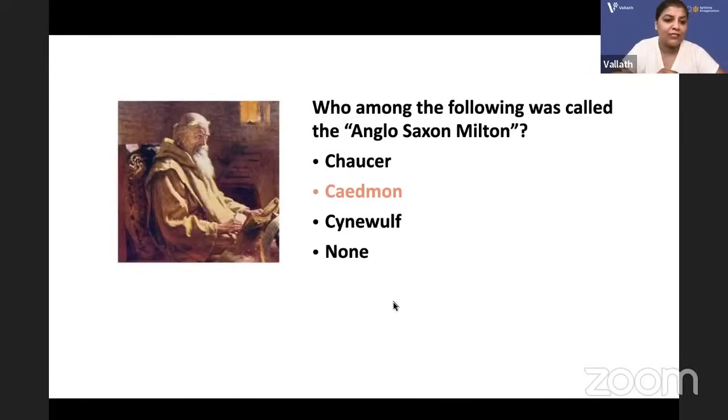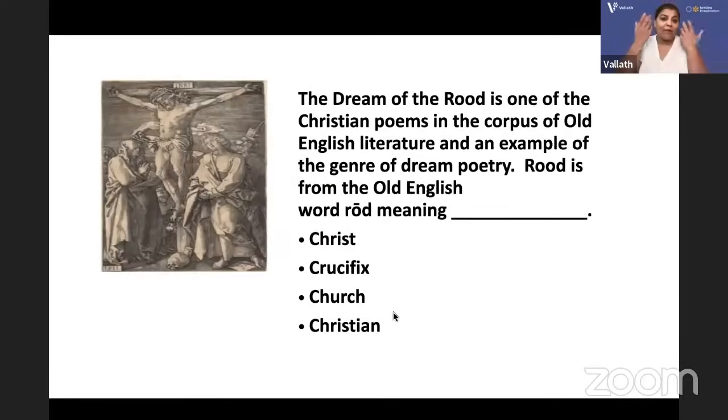Caedmon's Hymn, it is called. Caedmon's Hymn. It is a 9-lined poem. Very good. The Dream of the Rood.